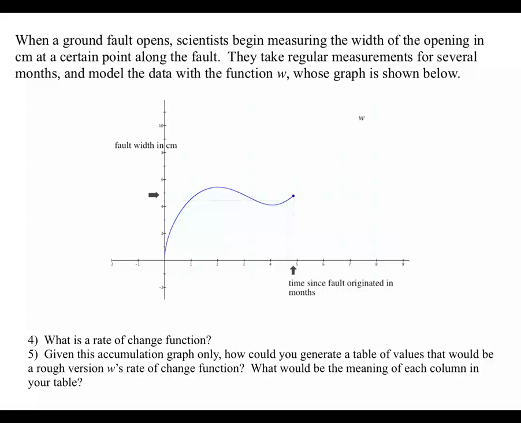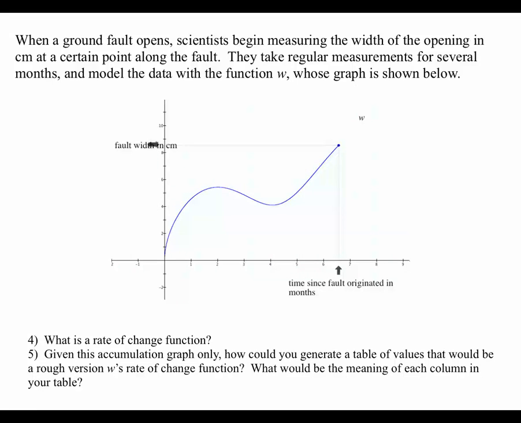What is a function? It has input and output. So we have an accumulation function. What's the input? Time in months elapsed. And for any given time in months, that function tells us the corresponding width of the fault. So if it's a rate of change function, it must have the same kind of thing. It must have an input, in this case time in months. And what will the output of the rate of change function be? It'd be the rate of change at that moment.